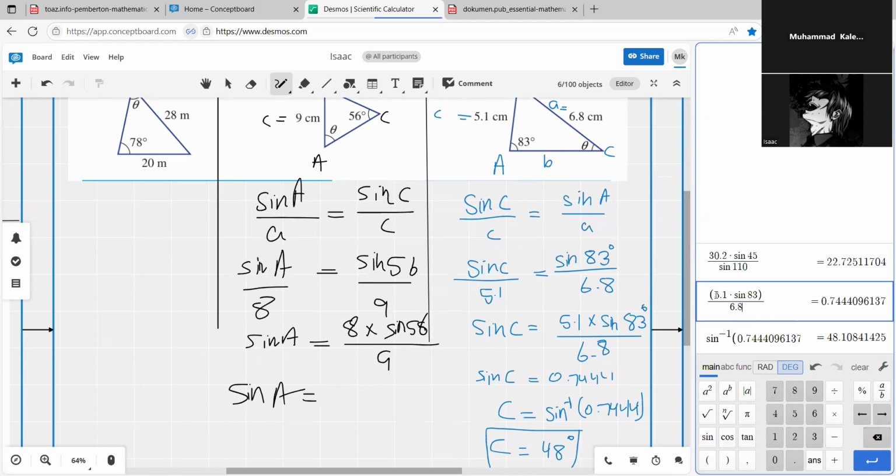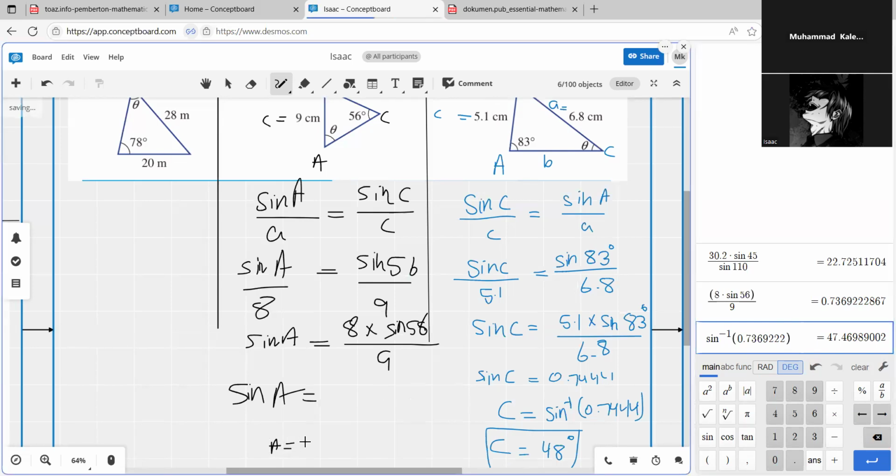Okay, we have 8, 56, 0.73. What's the answer you are getting? 47.46. I got 47.5, I rounded up. Yeah, that's the right answer. 47.5. So it means that you know how to implement the sine rule.